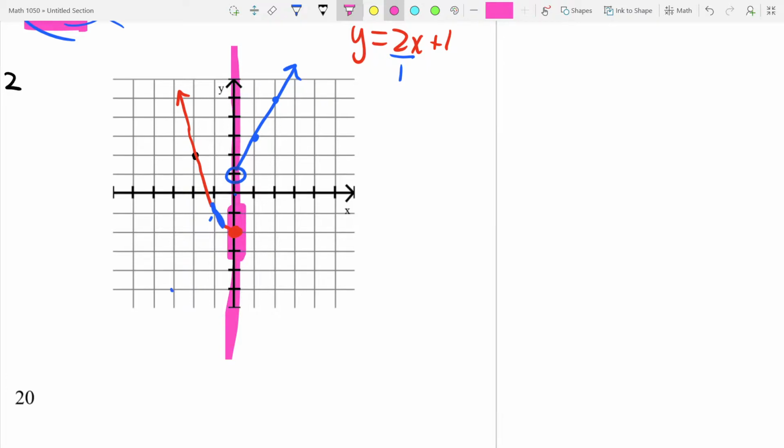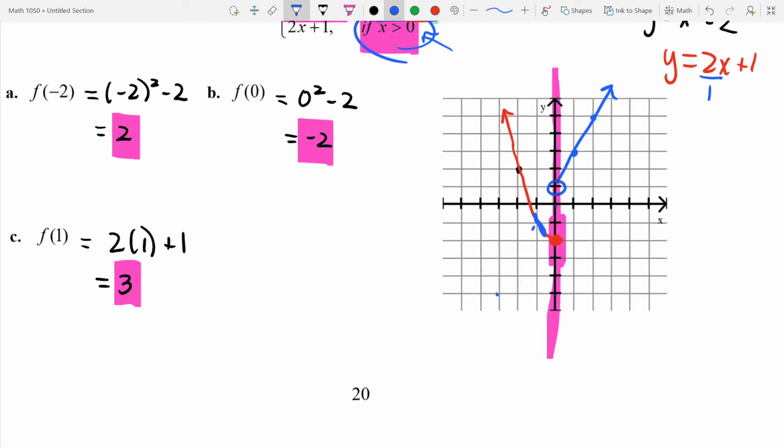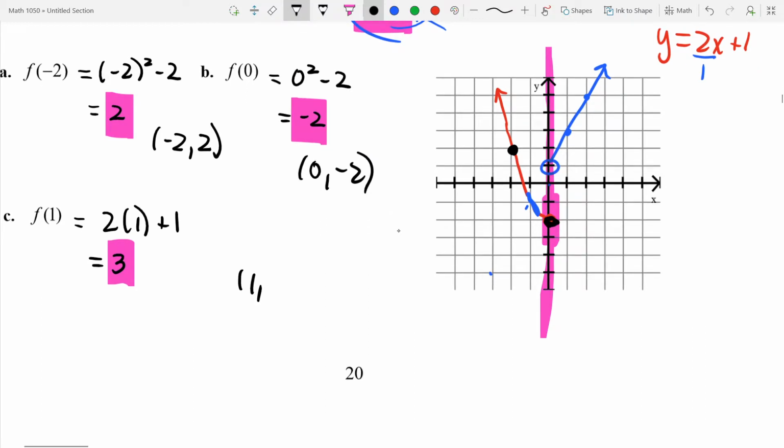Who says, I get this? Raise your hand. Okay, now I'm going to very quickly make the connection. You literally don't ever have to make the connection. I'm just showing you. Look, this means if x is negative 2, then y is 2. That means left 2, up 2. This means if x is 0, y is negative 2. 0, negative 2. This means if x is 1, y is 3, go right 1, up 3.